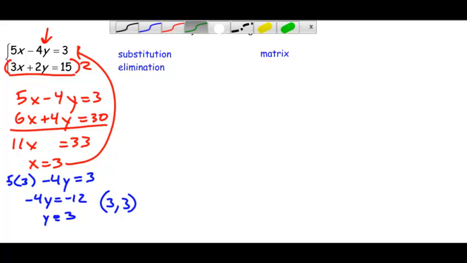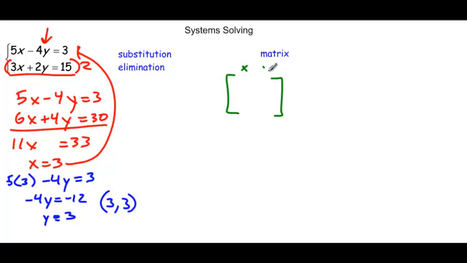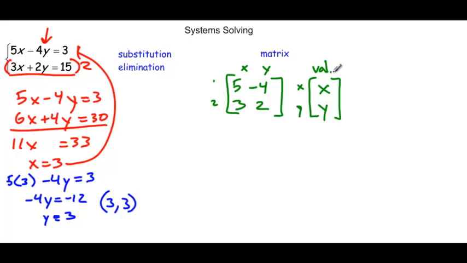So again, I want to set up my matrices. So I'm going to do x and y's, and I do first equation, second equation. So we have 5x's and negative 4y's, and then we have 3x's and 2y's. Now I'm going to do my second matrix, which is the variables. So I'm going to put my x and my y right here, and those are the two variables, x and y. So let's abbreviate. And then this is equal to the total value of the equations, 1 and 2. And that's the total value right there.